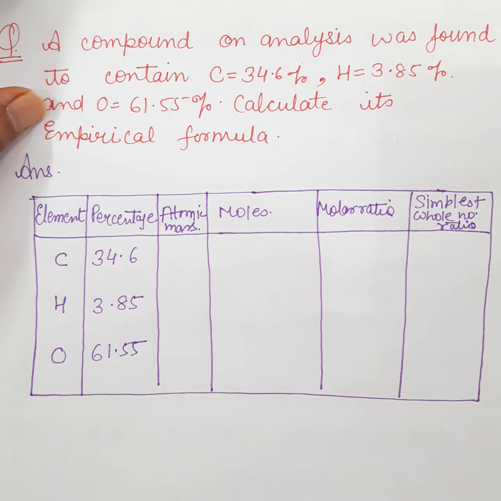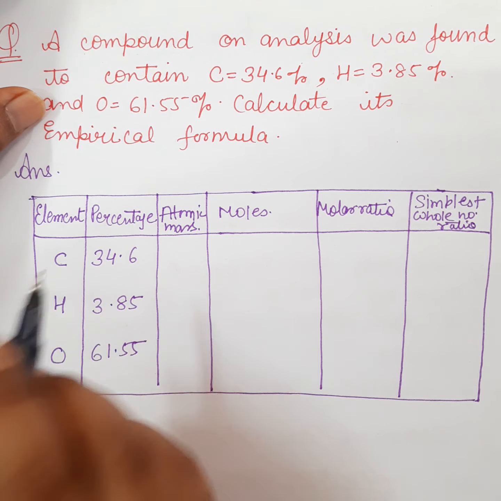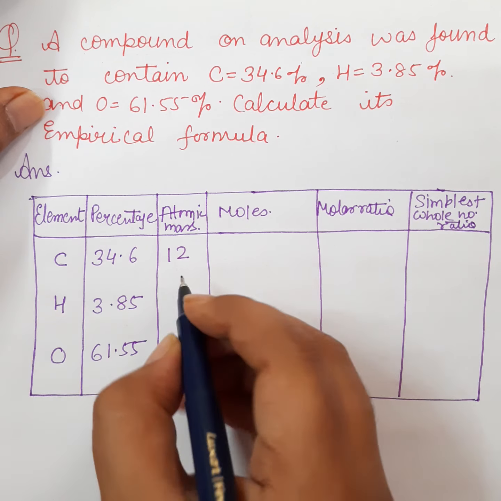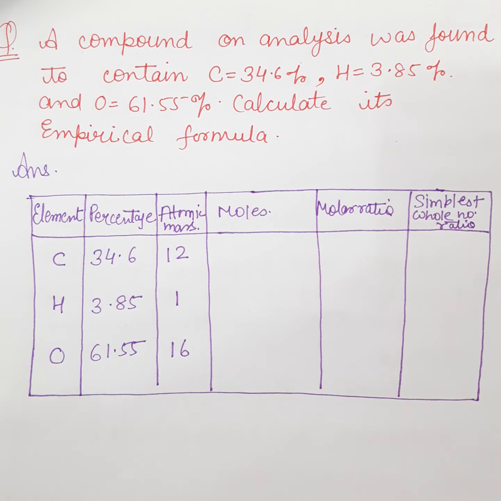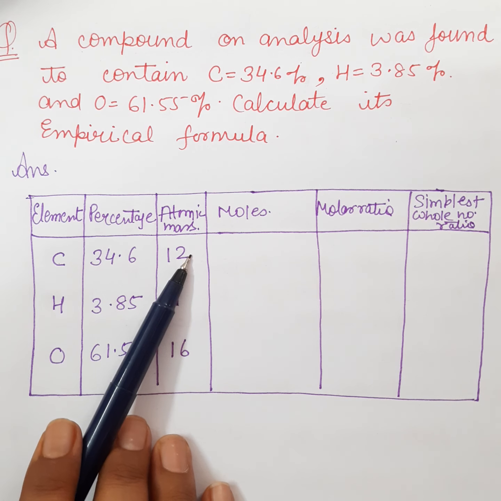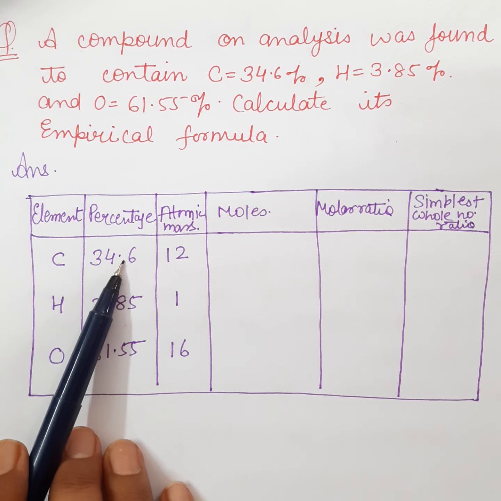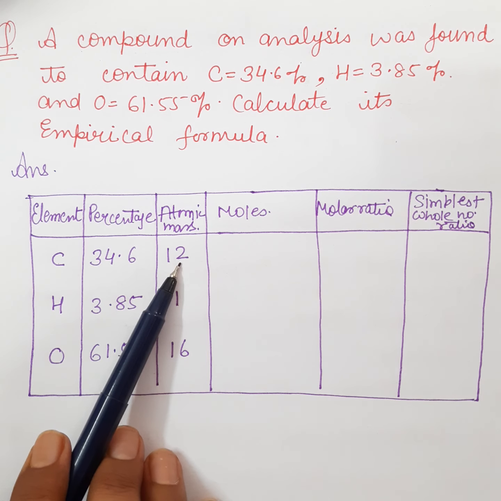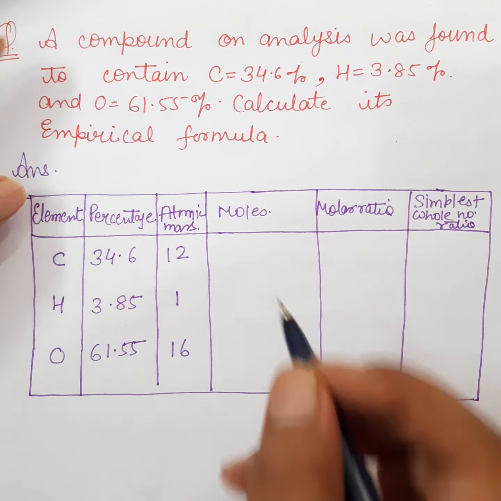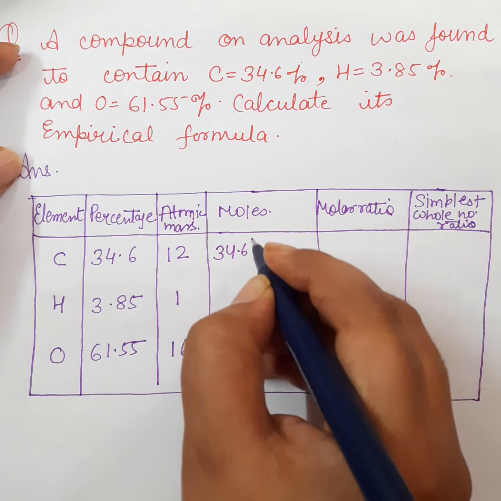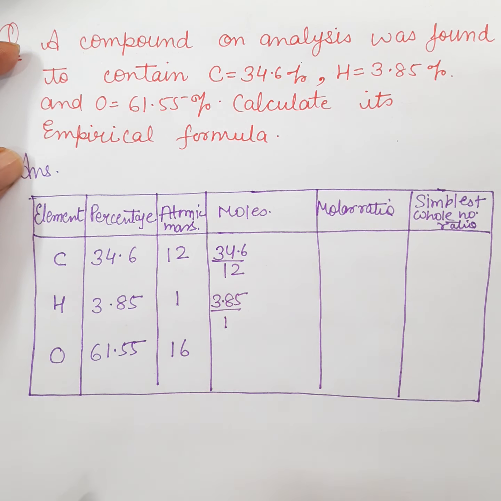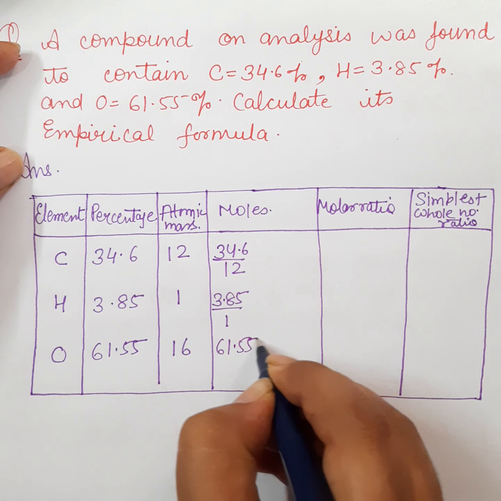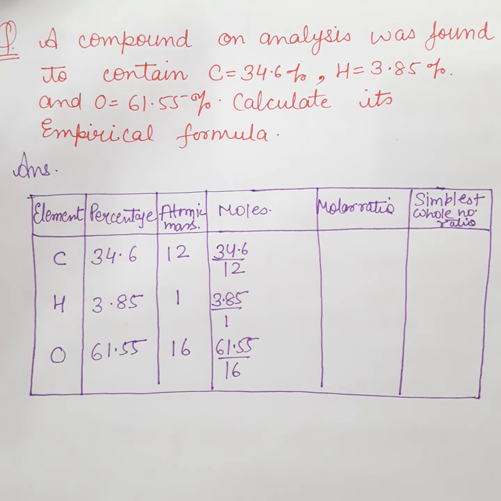All right. Now next is atomic mass. You all know that the atomic mass of carbon is 12, hydrogen is 1, and oxygen is 16. Now the next step says to convert this into moles. So what you have to do is divide the percentage by the atomic mass, because you convert this into grams, and this gram value is divided by the atomic mass to get the moles. So 34.6 divided by 12, 3.85 divided by 1, 61.55 divided by 16. Okay, did you understand this much?